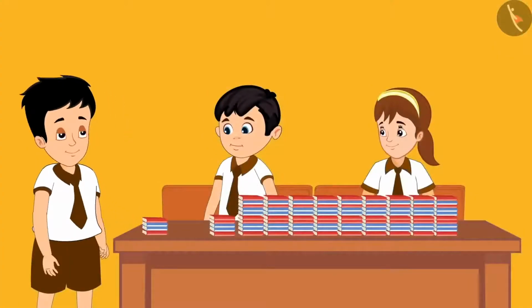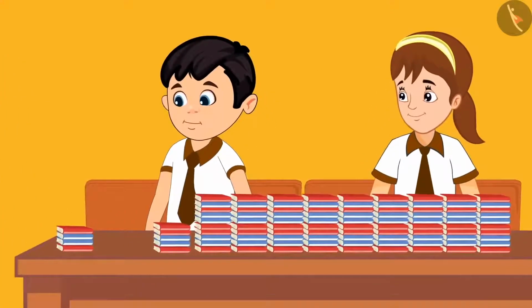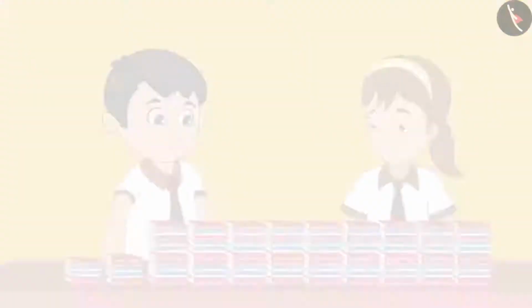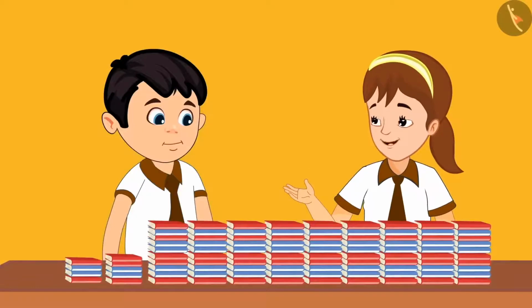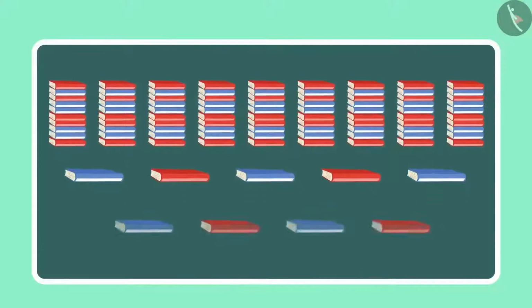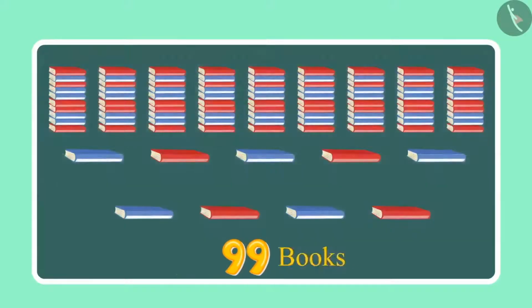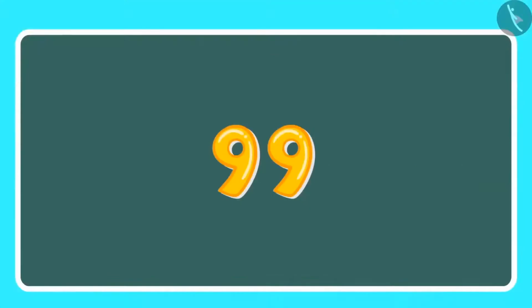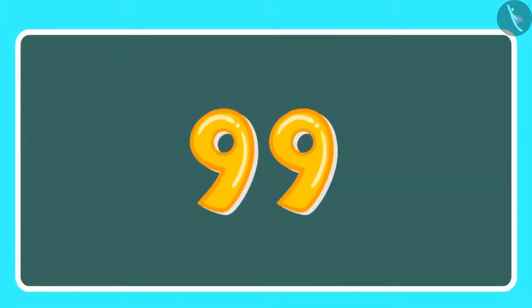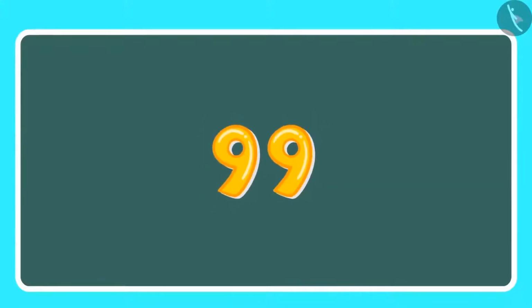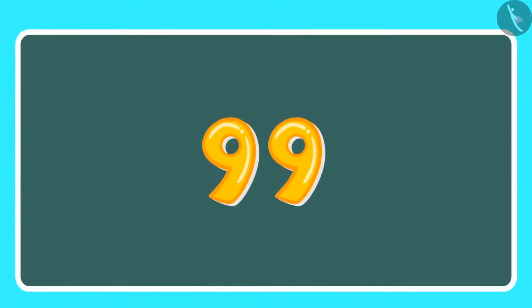After a while, Sonu brought some more books. So let us see how many books Chotu and Pinky together have right now. Chotu, initially there were 95 books and then 96, 97, 98, 99. Children, this means they have 99 books altogether. We write 99 like this.